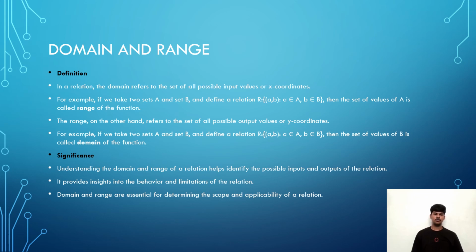In a relation, the domain refers to the set of all possible input values, or x coordinates. For example, if we take two sets, set A and set B, and define a relation R from A to B where a belongs to capital A and b belongs to capital B, then the set of all values of a is called the range of the function. The range, on the other hand, refers to all possible values of y coordinates. For example, if we take two sets A and B and define a relation R from A to B such that a belongs to A and b belongs to B, then the set of values of b is called the domain of the function.